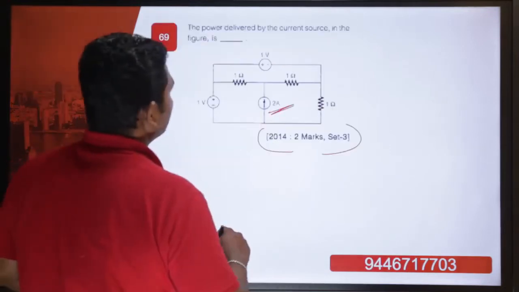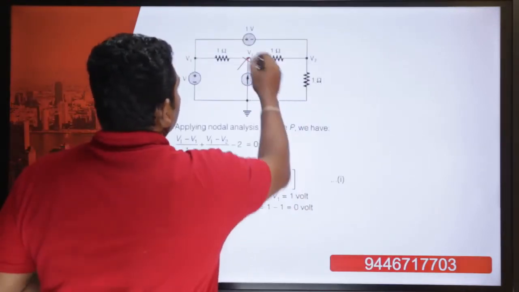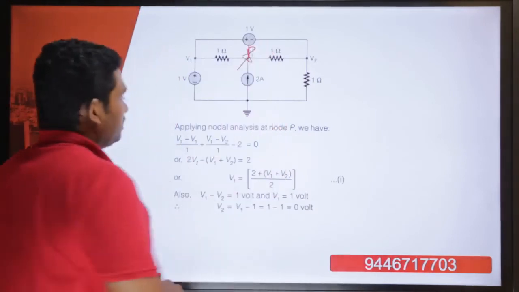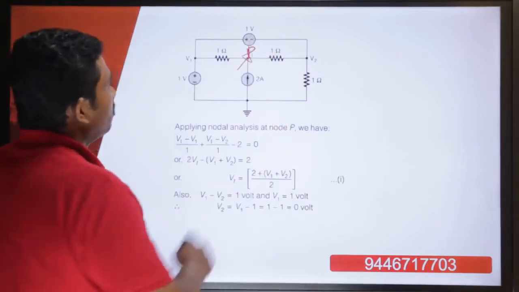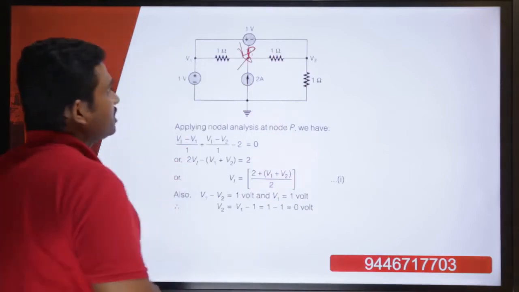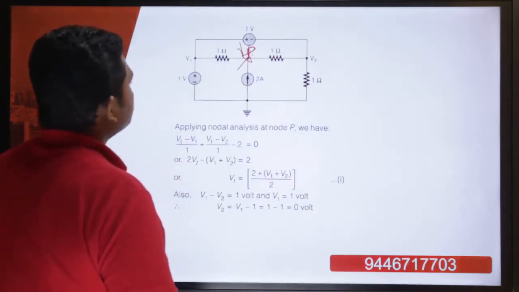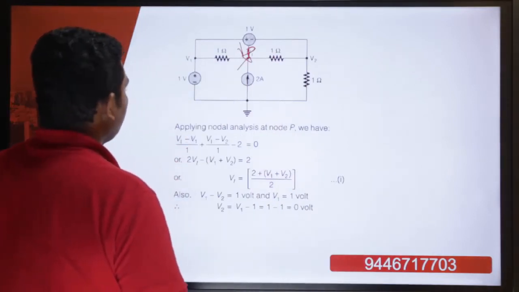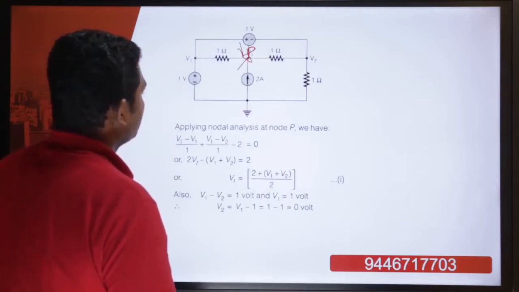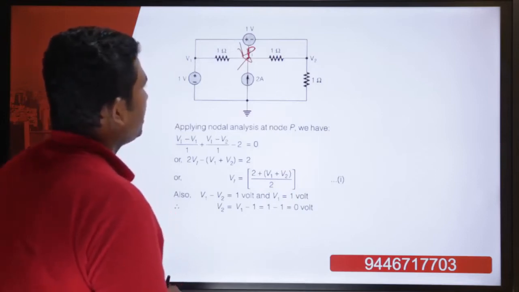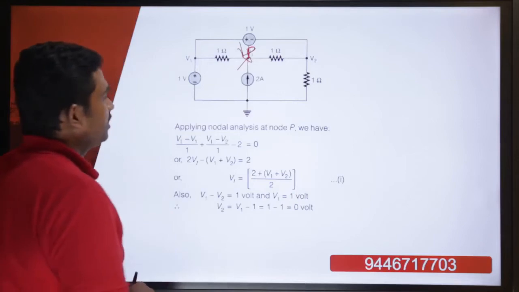So this we will be taking to be node P. Okay. So then the voltage will be VP, isn't it? Voltage will be VP. So VP minus V1 divided by 1 plus VP minus V2 divided by 1 minus 2.